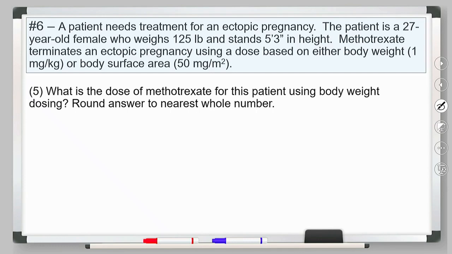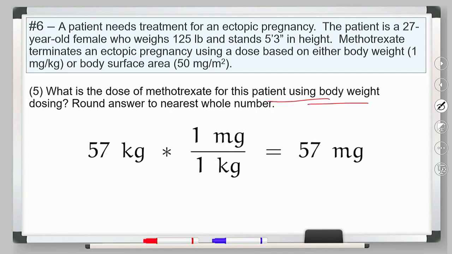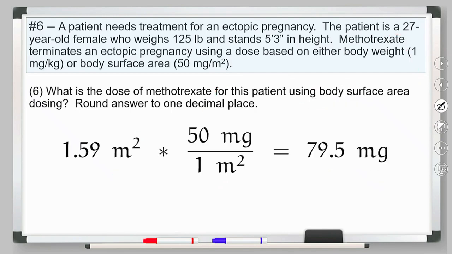So now the first thing it wants to know, though, is the body weight dose. What is the dose using the body weight? So again, we calculated that at 57 kilograms. We said they're 1 milligram per kilogram over here. That's pretty straightforward math to give us 57 milligrams. What is it going to be if we use the BSA dosing? Well, if we use the BSA dosing, we calculated this, but it's 50 milligrams per meter squared. Therefore, you're going to want to end up with 79.5. All right?